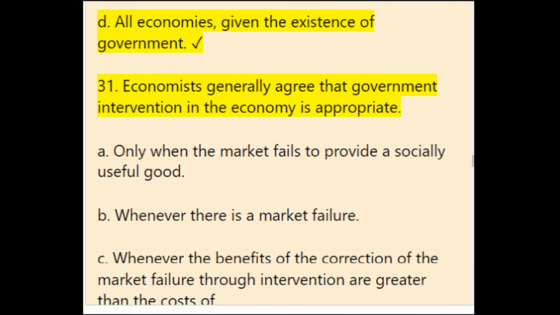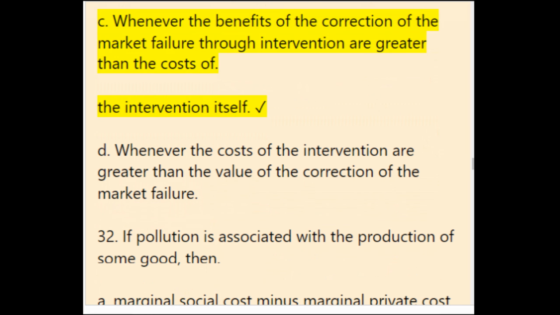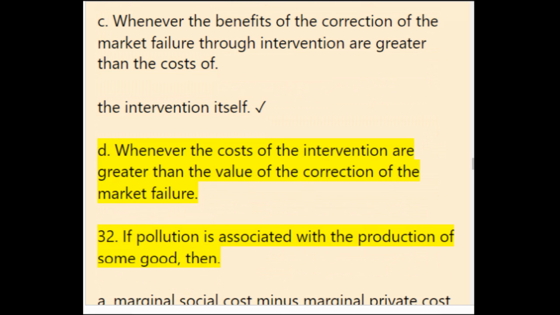31. Economists generally agree that government intervention in the economy is appropriate A. Only when the market fails to provide a socially useful good. B. Whenever there is a market failure. C. Whenever the benefits of the correction of the market failure through intervention are greater than the costs of the intervention itself. D. Whenever the costs of the intervention are greater than the value of the correction of the market failure.